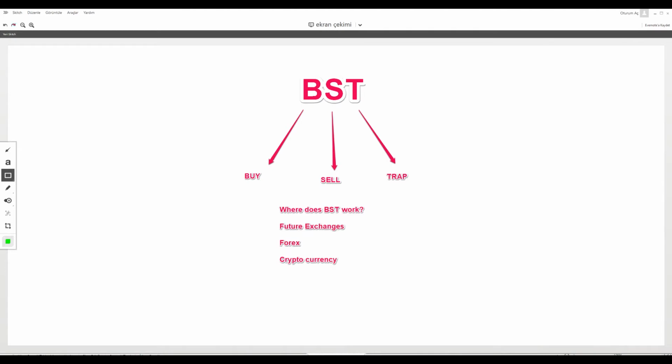Where can we use the BST strategy? Well guys, we can use the BST strategy everywhere. NinjaTrader, forex, cryptocurrency, stocks and shares. We can use it in a number of places where trading takes place, and we can use it in all time zones. The most important factor that determines the price of goods is supply and demand.